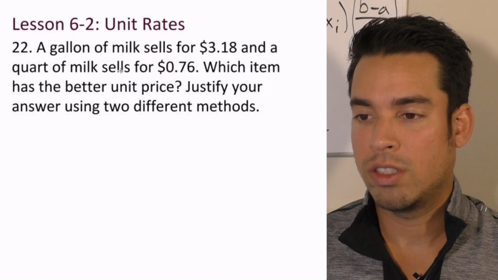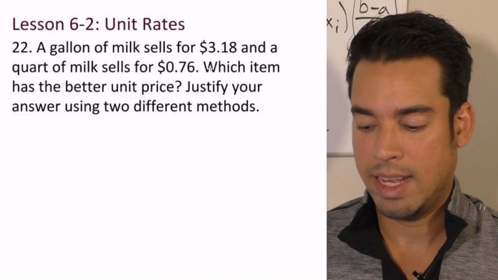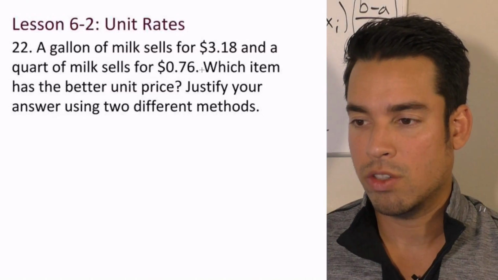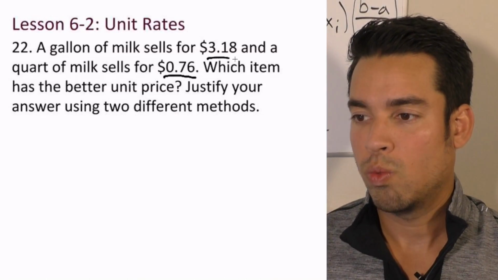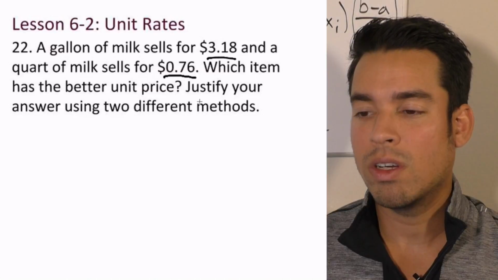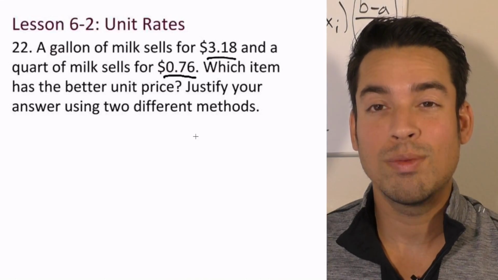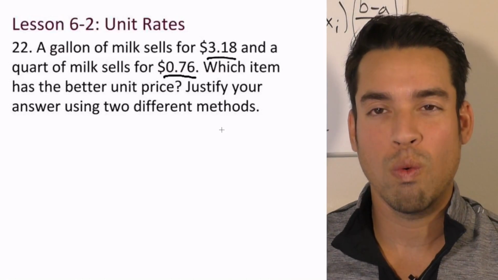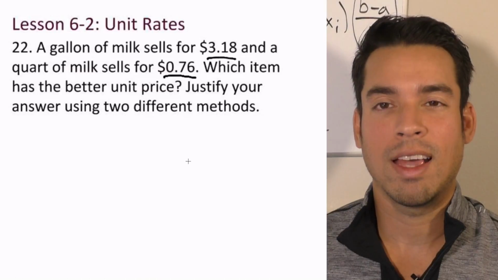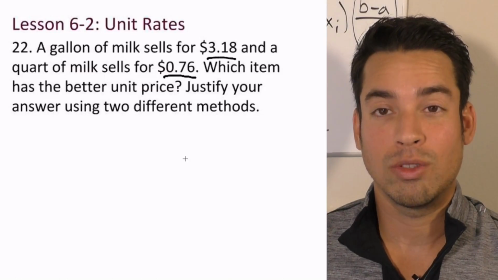Let's finish with number 22. A gallon of milk sells for $3.18 and a quart of milk sells for 76 cents. Which item has the better unit price? They want us to use two different methods. There are two ways we can do this. We can consider a quart to be the unit, or we can make a gallon be the unit. Both are correct, and you'll see why.